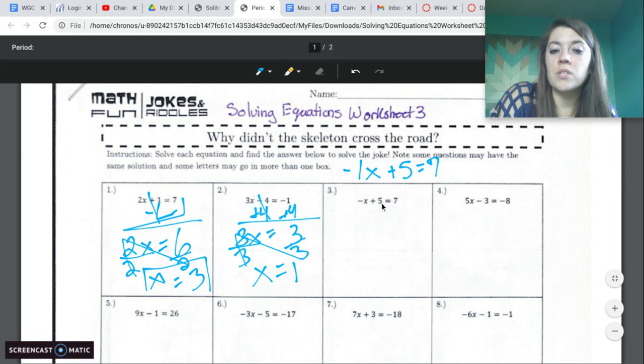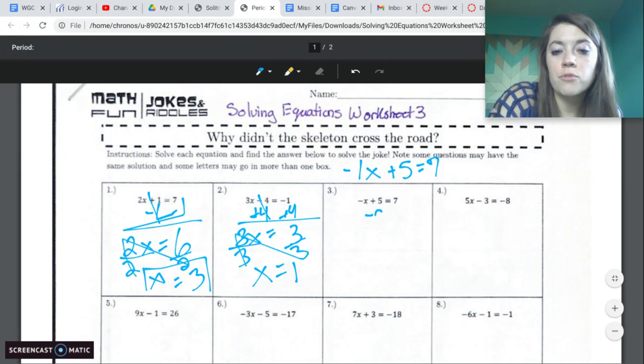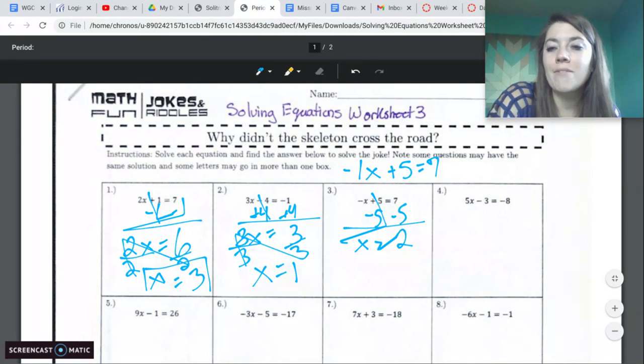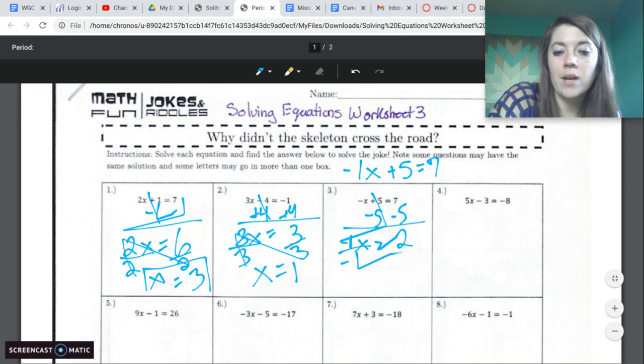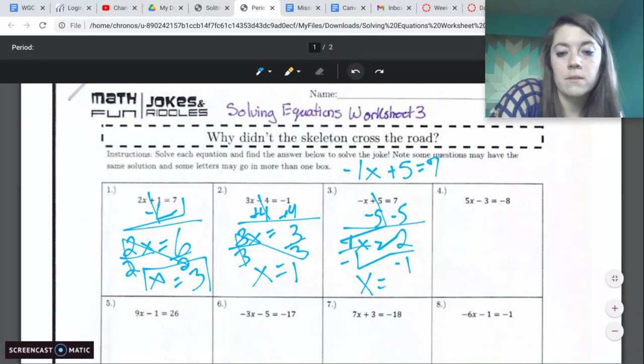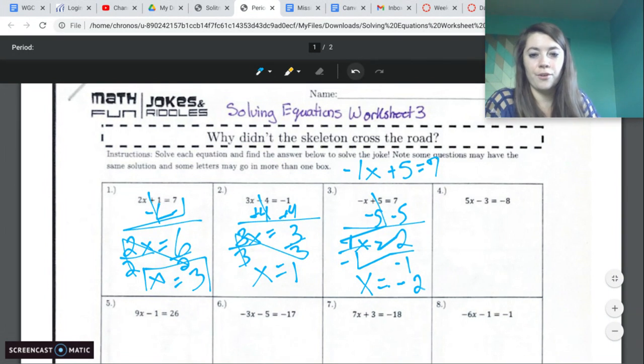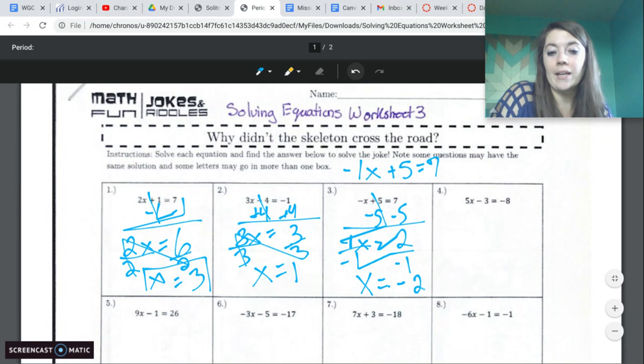So here, the first thing we want to do to undo the addition of the 5 is subtract the 5. So we subtract the 5 from both sides. So we have negative x equals 7 minus 5 is 2. So now we have negative x equals 2. We never want to leave our x negative, or negative 1x, for those of you who want to see it that way. So we divide by negative 1. So we get x equals negative 2. And I apologize for these crazy lines. There we go. x equals negative 2. So be super careful with your negatives, okay?